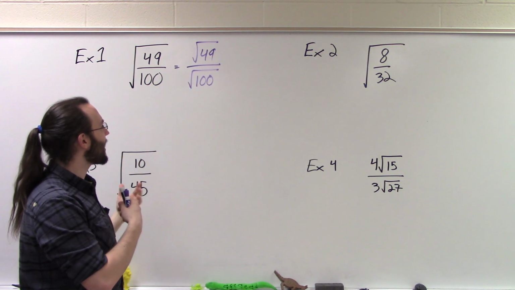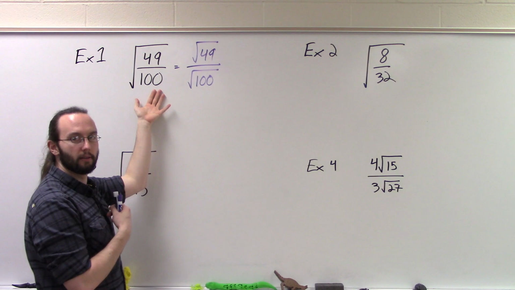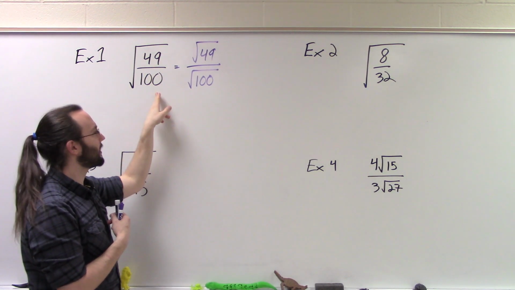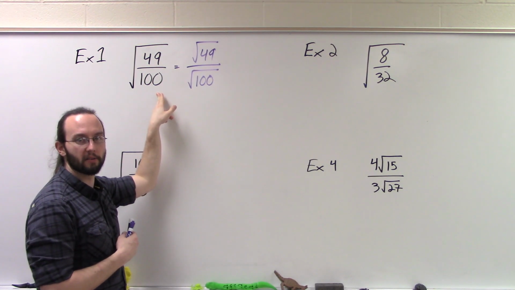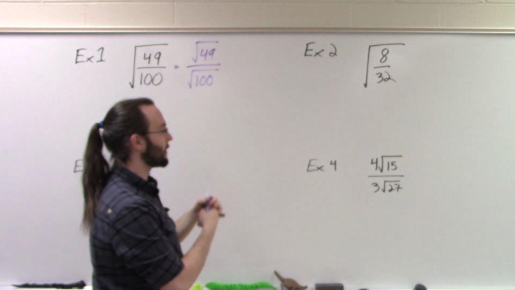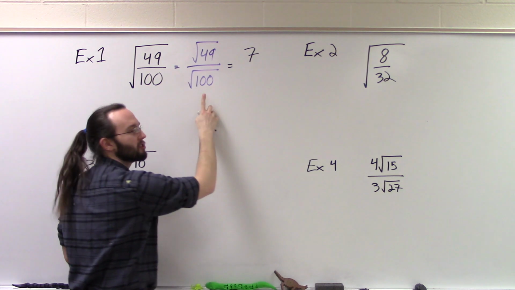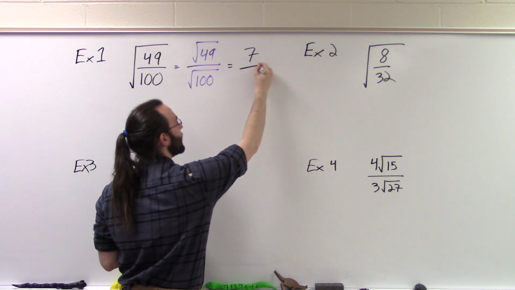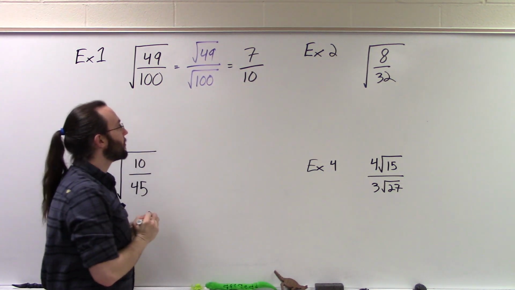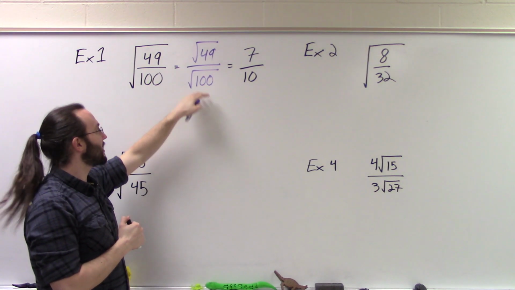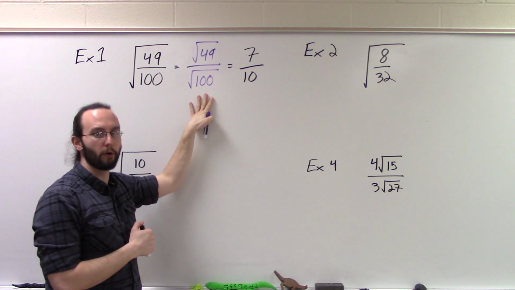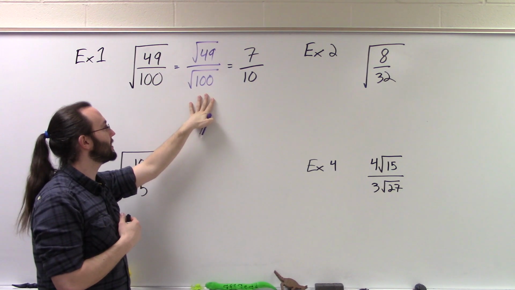So when we're thinking about how to simplify this, well, we can note that 49 and 100 are both perfect squares. The square root of 49 is 7. And the square root of 100 is 10. So in this problem, thinking about this as a fraction of two square roots was a more useful idea.